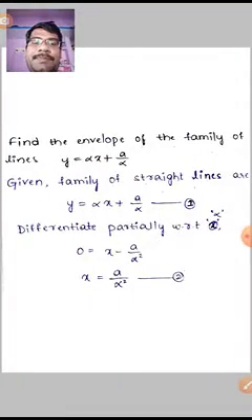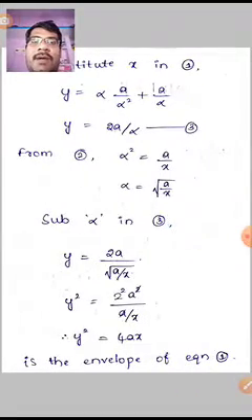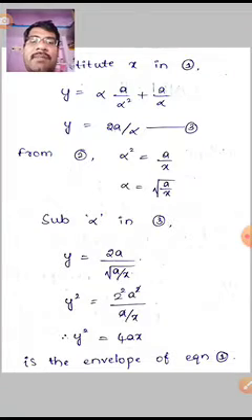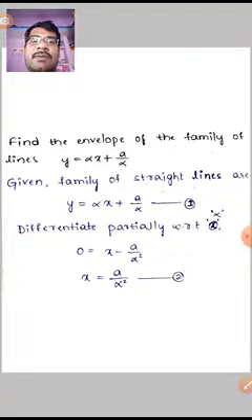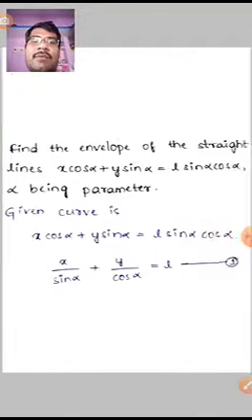From 2, alpha square is equal to a by x, alpha is equal to square root of a by x. Substituting this alpha in equation 3, y is equal to 2a by square root of a by x, so y square is equal to 4 a square by a by x. Therefore we cross multiply. We get y square is equal to 4ax. Here y square is equal to 4ax is the equation of the envelope of the family y is equal to alpha x plus a by alpha.